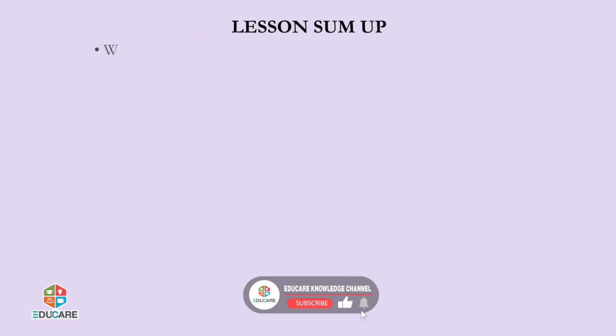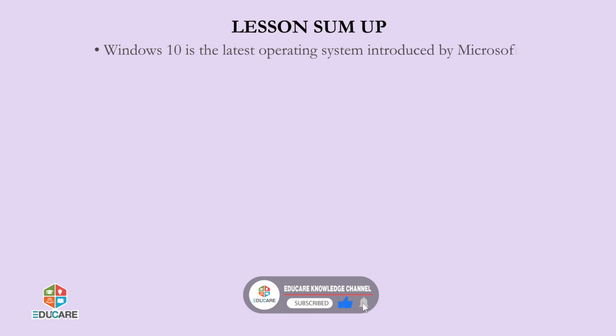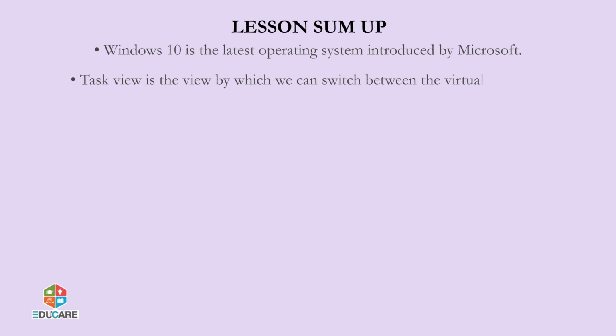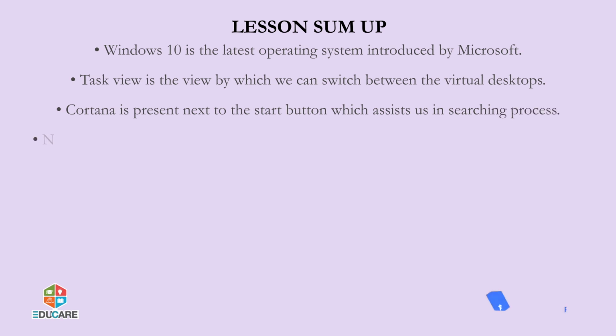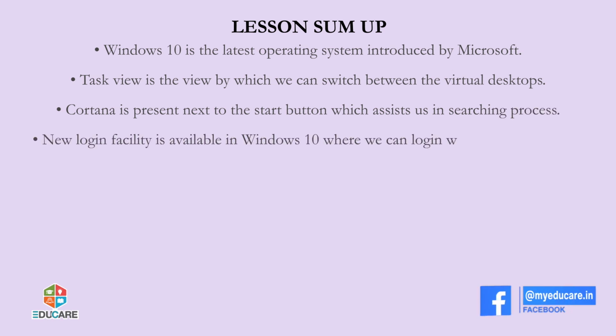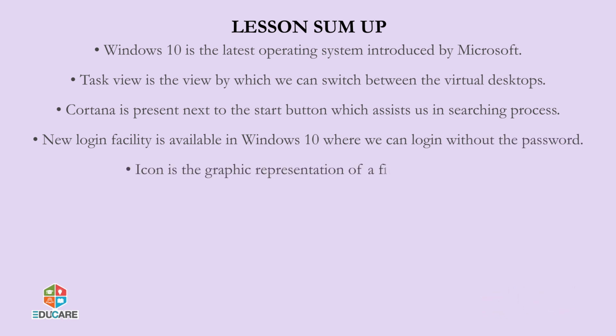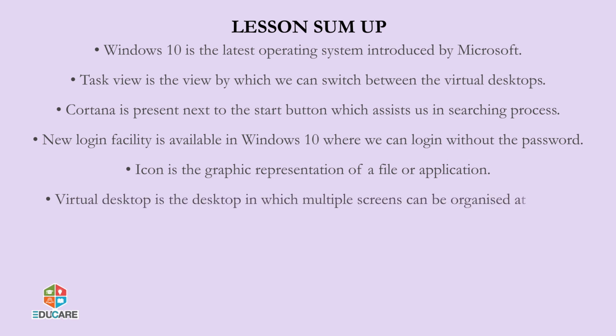Lesson sum up. Windows 10 is the latest operating system introduced by Microsoft. Task View is the view by which we can switch between the virtual desktops. Cortana is present next to the Start button, which assists us in searching process. New login facility is available in Windows 10 where we can log in without the password. Icon is a graphic representation of a file or application. Virtual desktop is the desktop in which multiple screens can be organized at a time.